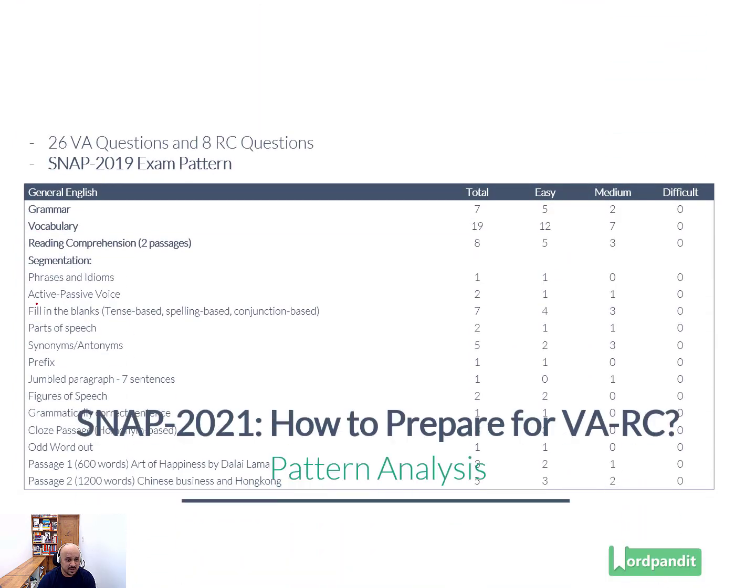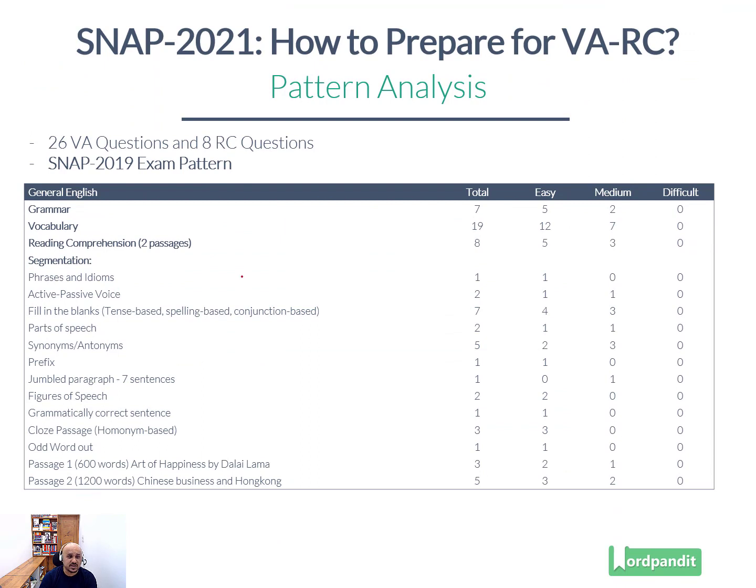If we go back a year before that, in 2019, then obviously there were RC questions as well. There were 7 grammar questions out of 26 VA questions, and there were 19 vocabulary questions. And if you look at the topics, right, vocabulary, odd one out, cloze tests, synonyms, antonyms, prefixes, and within phrases and idioms, all kinds of mixed bag topics.